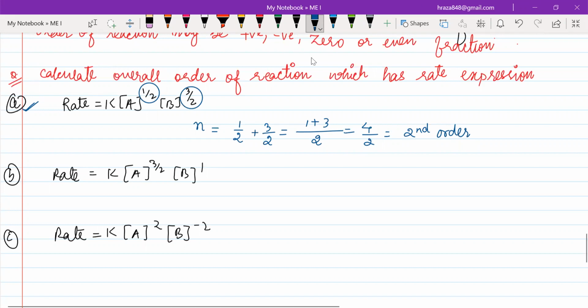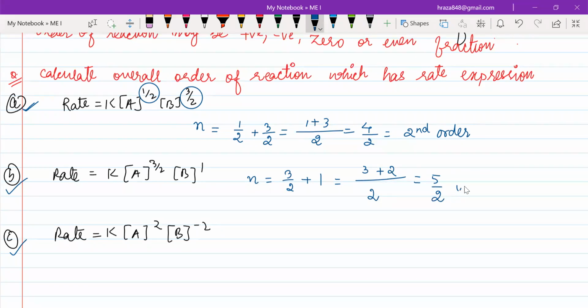What about the answers for B and C? For B, it's also very easy. n is equal to 3/2 plus 1. You take the LCM and here it will be 5/2 order. You are going to add, 3/2 is already 1.5, plus 1.